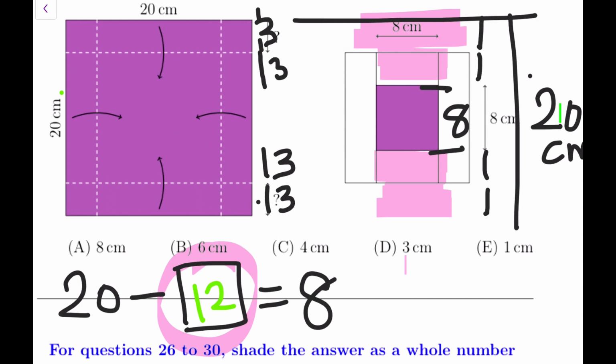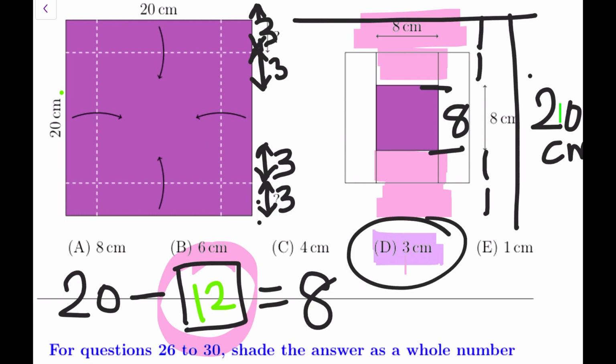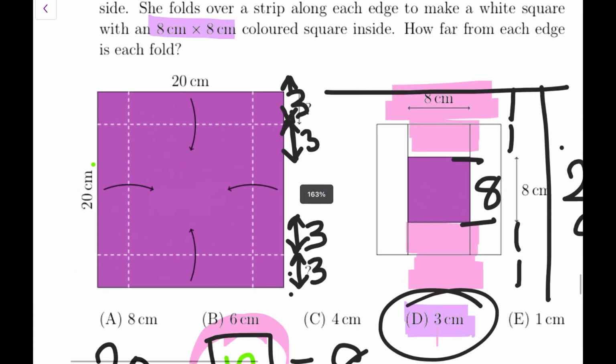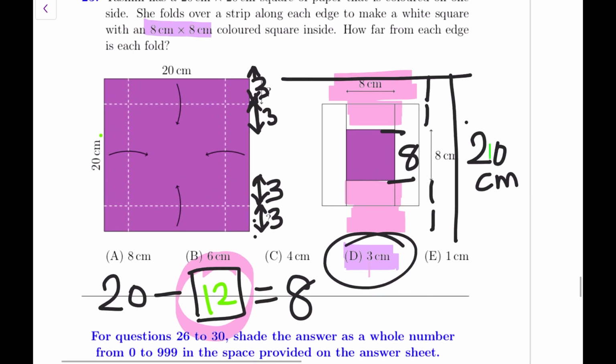Oh, sorry, I'm just marking the space. So this is 3, 3, 3, 3. So that is the way 12 is taken off, and that is how we get 8 centimeter. So our answer is 3 centimeter, and that is the end of section 3, question 25.